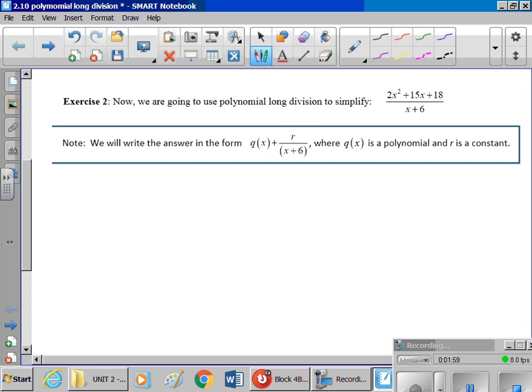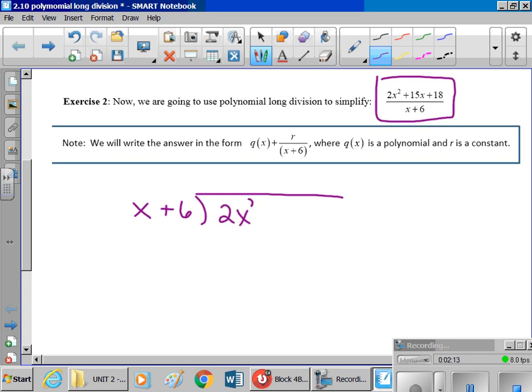So let's consider this one right here. So hopefully you have enough time for this. I say so a lot. Sorry about that. x plus 6 into 2x squared plus 15x plus 18. One of the key things here is to make sure you write the problem down properly. All right, so there's that.